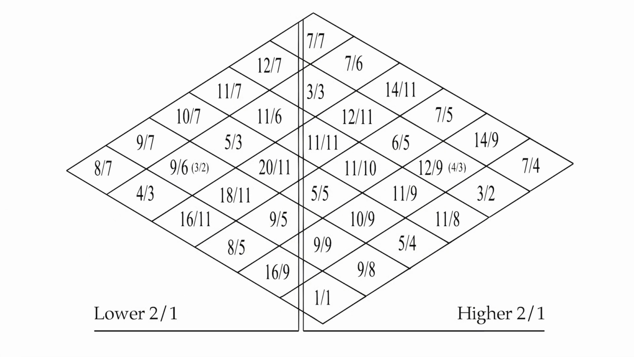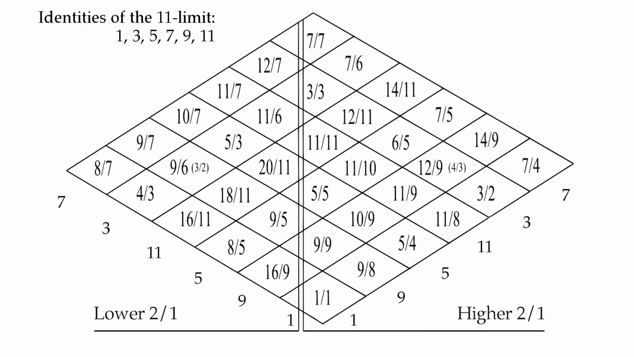Let's look at the 11 limit tonality diamond, which is the driving force behind Partch's 43-tone scale. To achieve this, Partch broke his ratios down into identities, which correspond with every odd number up to the limit, and he sets these up against one another in every possible combination. You can see these reflected in the numerators and denominators of every fraction, which collide in the middle to give us a bunch of 1/1s, or unisons. This generates all possible intervals around whatever your central pitch is.